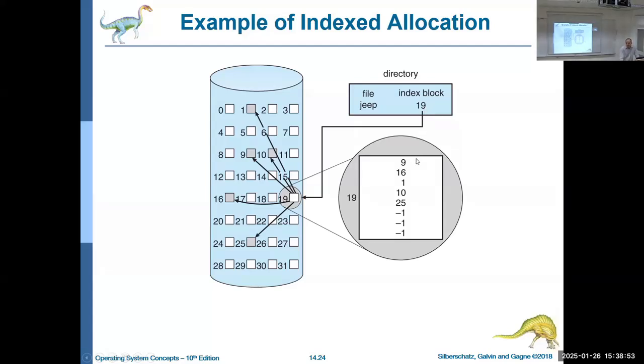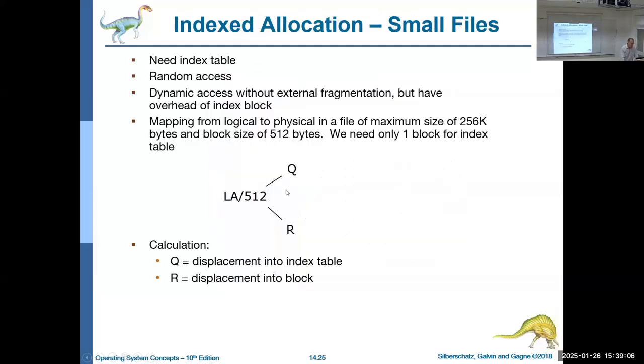We've got byte number 513, where is it going to be? With start address 19. We know the start address is exactly 19, and we know that we want byte number 513, so where is it going to be? We do 513 divided by 512, and we get 1 and 1 again. So our displacement into the index table is 1.